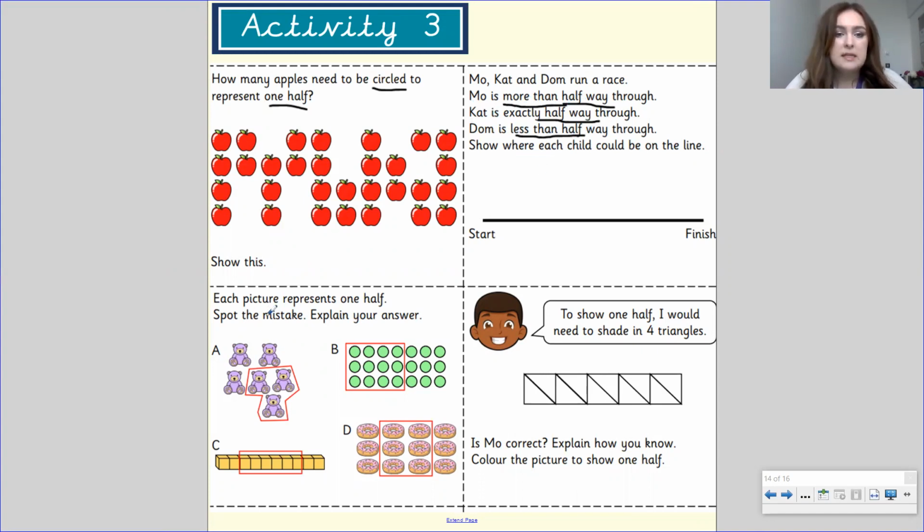The next question says, each picture represents 1/2. Spot the mistake and explain your answer. So tell me which one is a mistake and why. The next one says, to show 1/2, I would need to shade in 4 triangles. Is Mo correct? Explain how you know, and colour the picture to show 1/2. So you would say yes or no, he's correct or incorrect, because, and then show it for me.